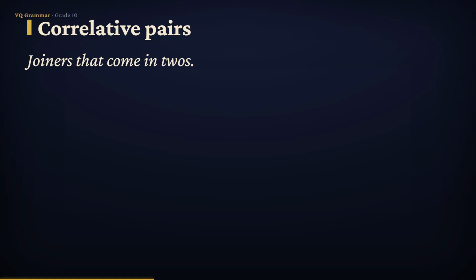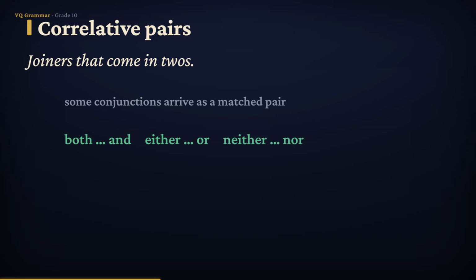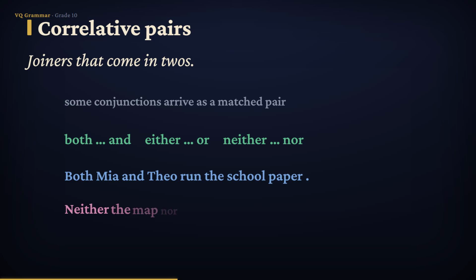Remember the correlative conjunctions we met earlier? The ones that arrive as a matched pair? They build compounds too. Both and, either or, neither nor. Each pair reaches around two items and ties them into one unit. Both Mia and Theo run the school paper. Two subjects there, Mia and Theo, wrapped up by that both and pair, and they share the verb run.